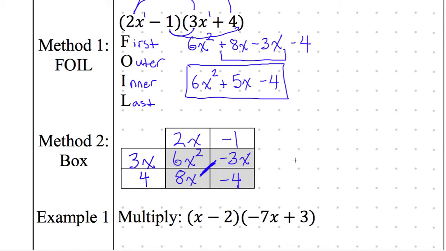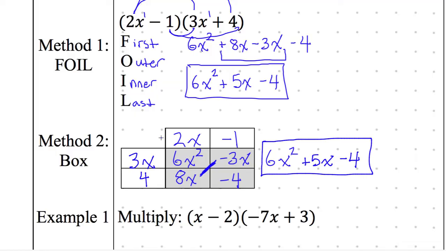This 8x minus 3x, Andres told us last time, added up to, who wants to? 5x. So it's going to be 6x squared. I'm just rewriting this one. I know that these are like terms. 8x minus 3x, Andres just told me again, is plus 5x. And finally, minus 4. And it is the same answer using a different tool.